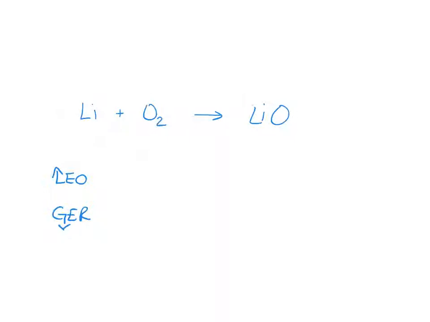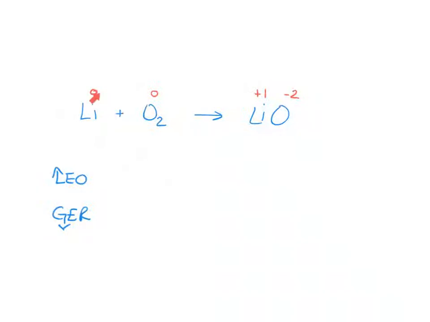Alright, let's write the oxidation numbers in. Lithium is by itself, so it's a 0. Oxygen is by itself, so it's a 0. Lithium is an alkali metal, so it's a +1. Oxygen is almost always a -2, unless it's in a peroxide, and this is not a peroxide, so it's a -2.